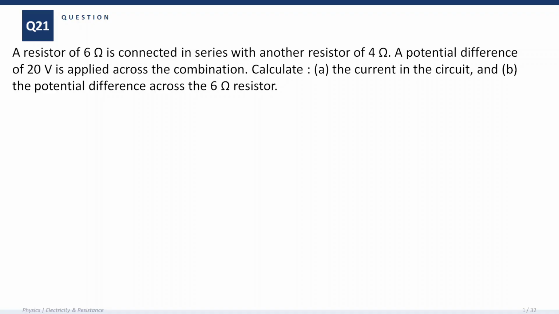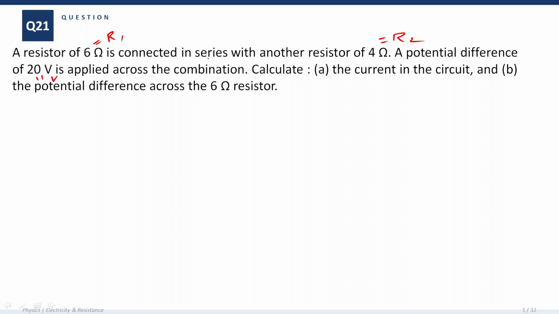A resistor of 6 ohm is connected in series with another resistor of 4 ohms. The potential difference of 20 volt is applied across the combination. Calculate the current in the circuit. The potential difference across the 6 ohm resistor is... In this question, this is R1, R2, potential applied here 20 volt.